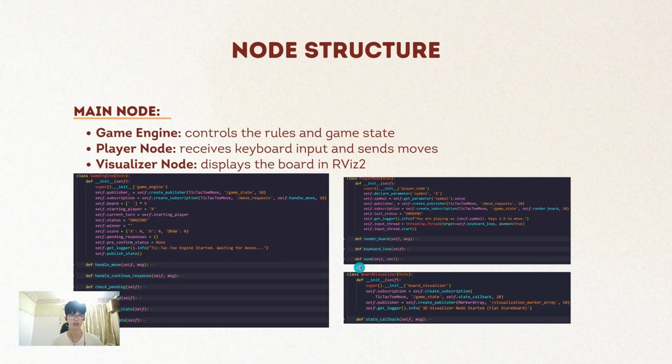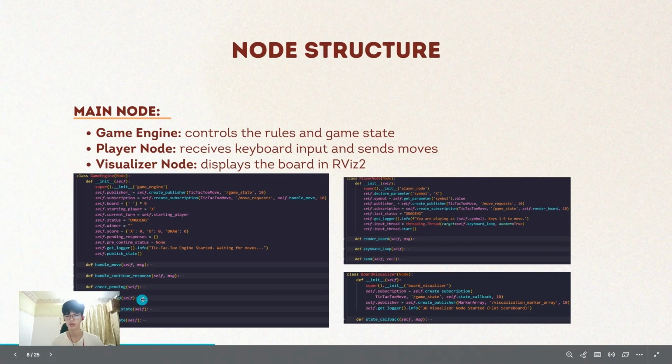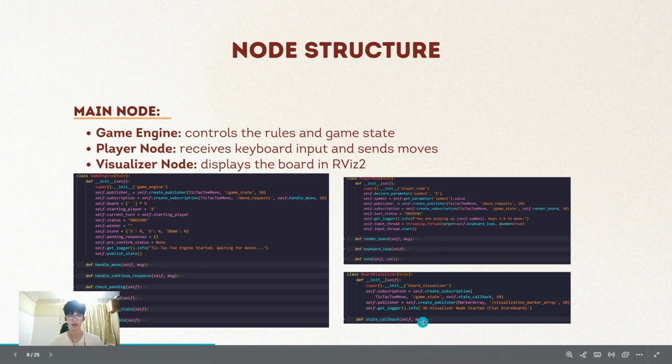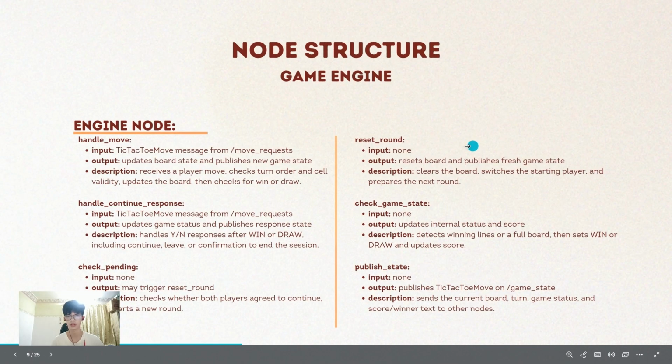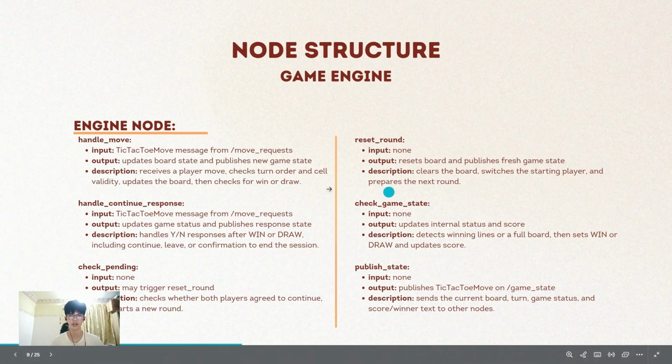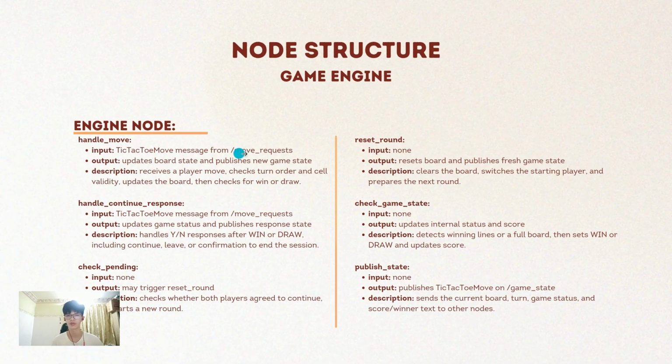Here you can see the three nodes, where the game engine has 6 main functions, and the player node has 3 functions, and the visualizer has only one function, the state callback. In the engine node we have 6 functions here. We have handle move, which handles the move from the player, checks the player's turn, validates the cell and updates the board.